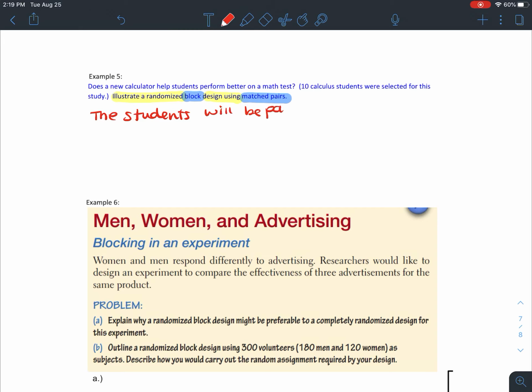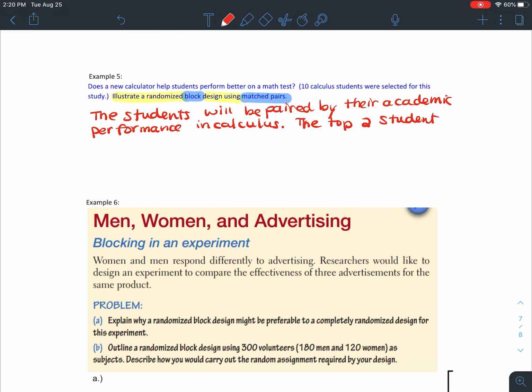So we could say something like this: the students will be paired by their academic performance in calculus. So we could take the top 2 students in the class, and it would make sense to pair them up against each other. So we could say the top 2 students will be in one block. So that's going to be our first group. Blocks are just groups, okay, in one block.